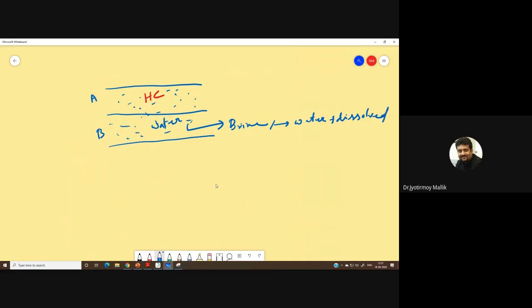So which one will be more conductive, the brine or the hydrocarbon? From your electrochemistry class, you very well know that hydrocarbon is an organic product, so it's not ionic. The brine, the water, when it contains salt, can ionize very quickly. So of course, the one that contains hydrocarbon will be more resistive, and the one that contains water will be more conductive.